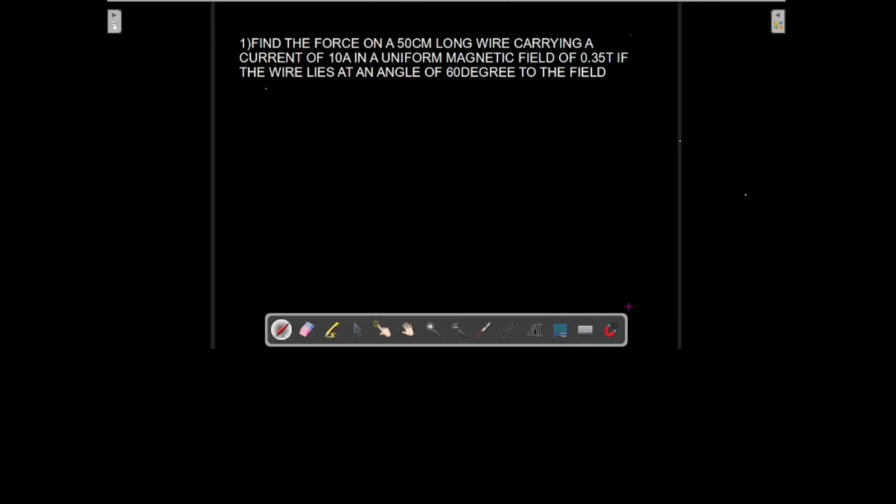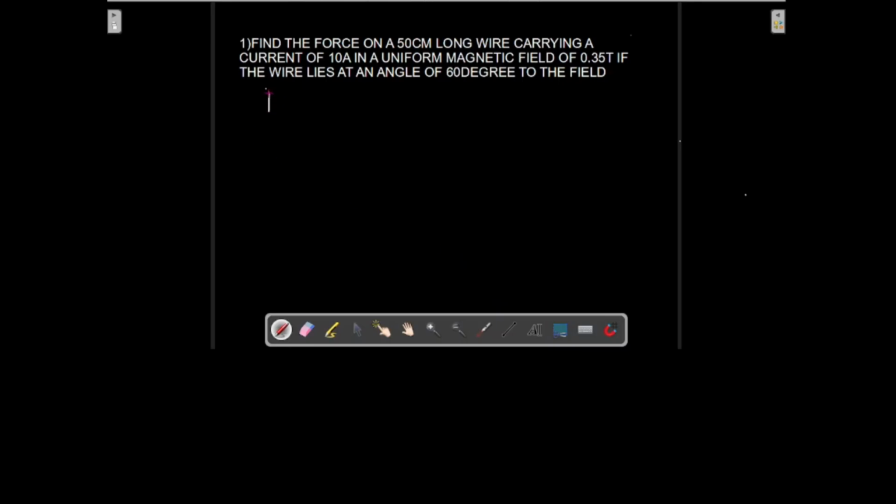So question 1 says, find the force on a 50 centimeter long wire carrying a current of 10 ampere in a uniform magnetic field of 0.35 Tesla if the wire lies at an angle of 60 degrees to the field. Alright, so this is a typical magnetism question. And how do we solve this question? First, we have to know the formula.